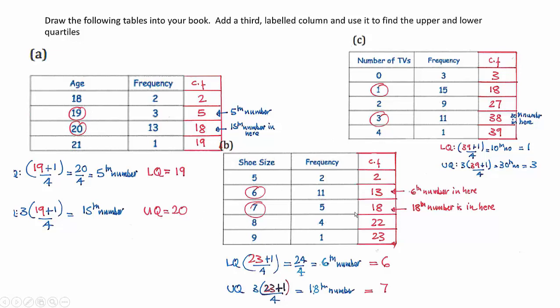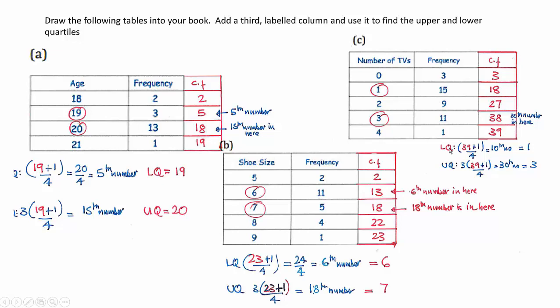With these shoe sizes, here's your running total. It's 23 shoe sizes or people altogether. Remember, add 1, divide by 4, that gives me 6. I'm looking for the 6th number. The 6th number will be in here because the first 2 shoe sizes are shoe size 5, and then I've got 11 shoes of shoe size 6. So 6 will be in here, the 6th number. The 18th number will be in here, so that's shoe size 7. Lower quartile 6, upper quartile 7.